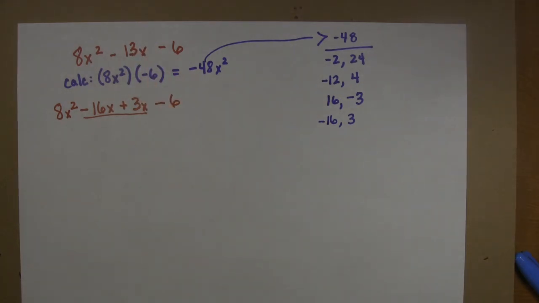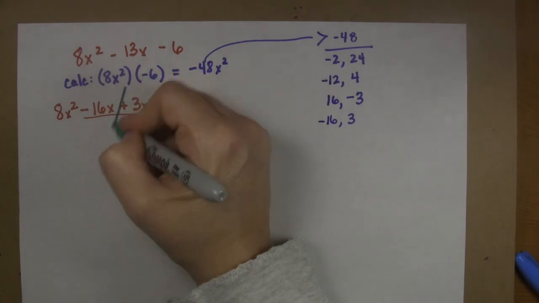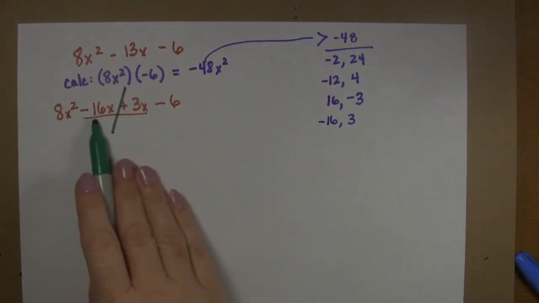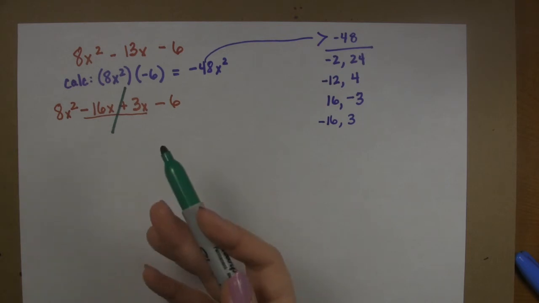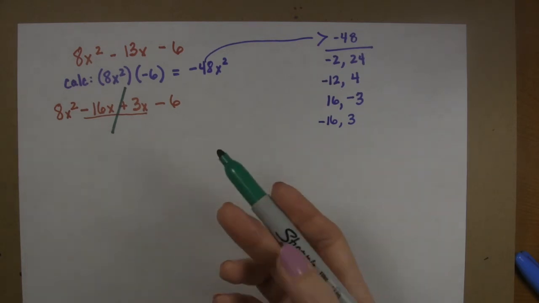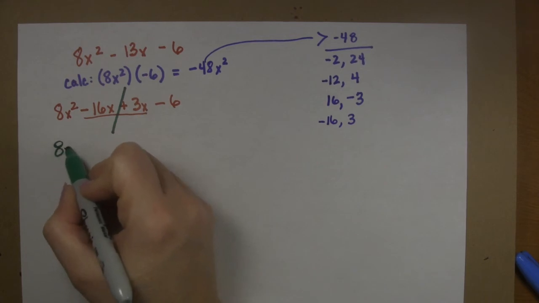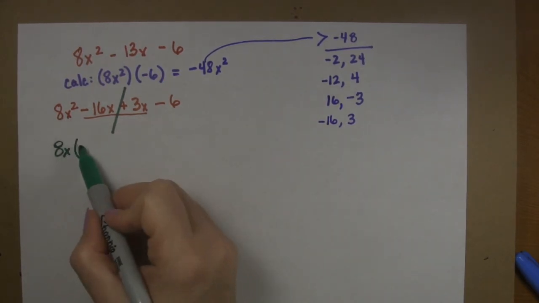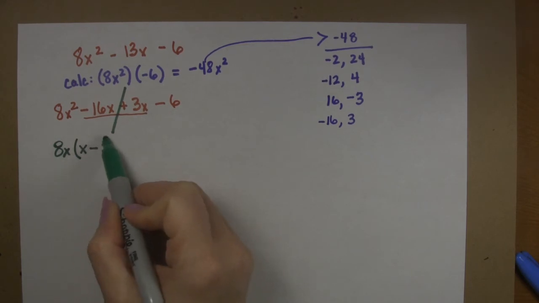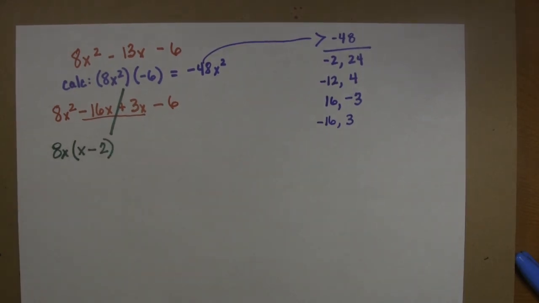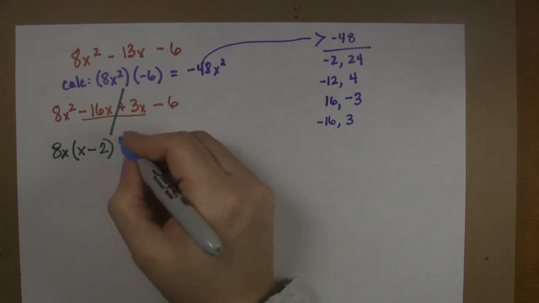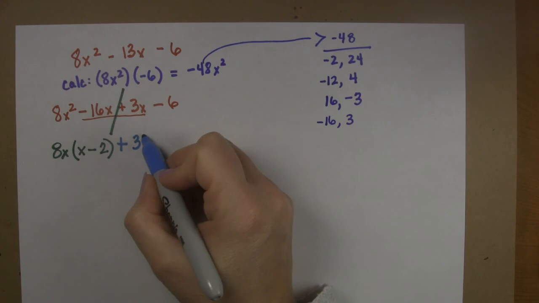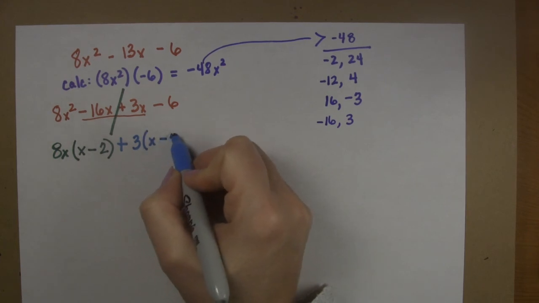All right, then I whack my equation in half. Whack. And I think to myself, okay, looking at just the front side of the equation, is there anything I can suck out? And the answer is, why, yes, you can suck out an 8x. So that leaves me with x minus 2. Then I go to the other side of my equation, and I can say, what can I suck out? Well, I could suck out a 3. And that would leave me with x minus 2.